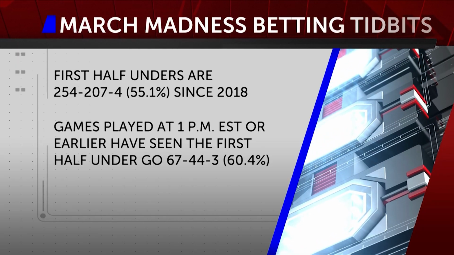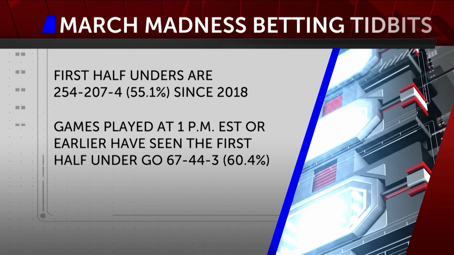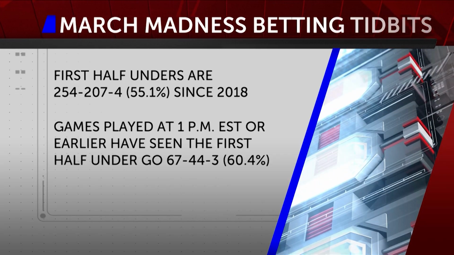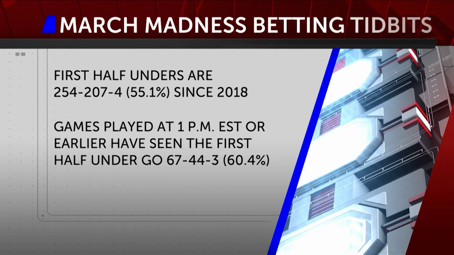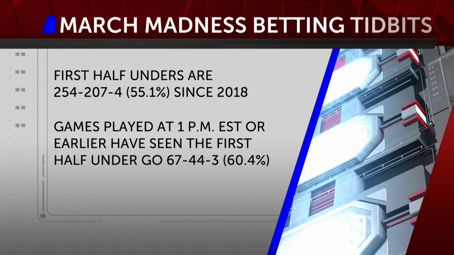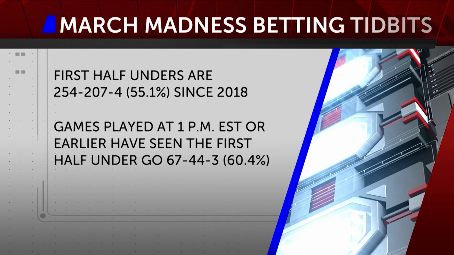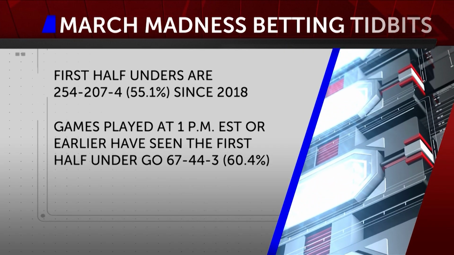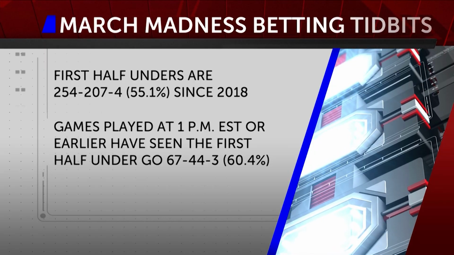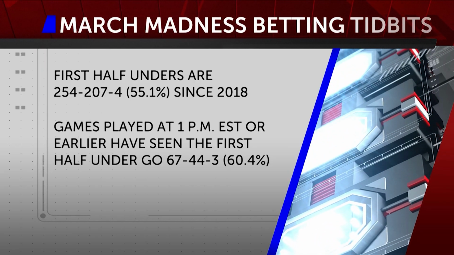Now, diving into this one more specifically, if you were to take a look at the games played in the 1 p.m. Eastern time slot or earlier since March Madness in 2012, first half unders are 67-44-3 overall, which translates to an absurd 60.4% win rate. While some people like to say life is too short to bet the under and root for points because, well, that's kind of more fun a lot of times, the unders have really been performing astronomically well when it comes time for the big dance in some neutral arenas.